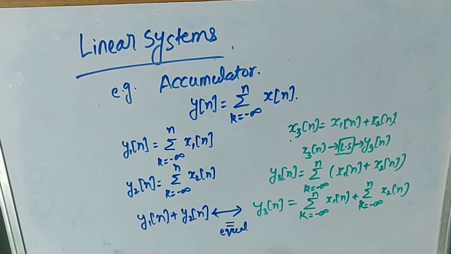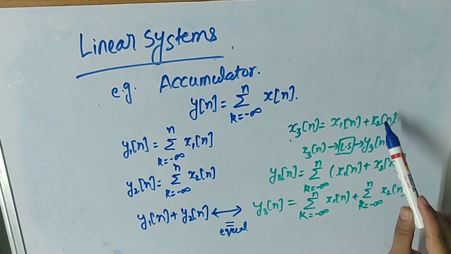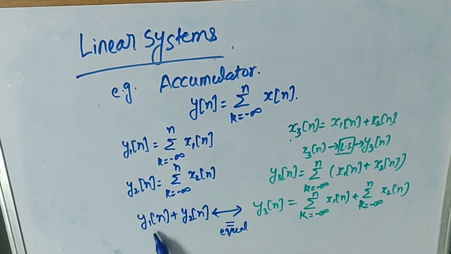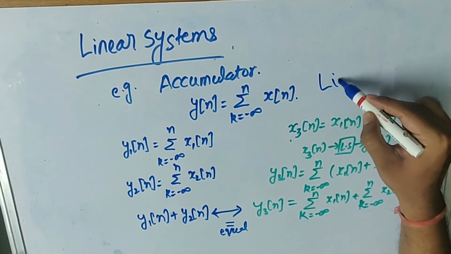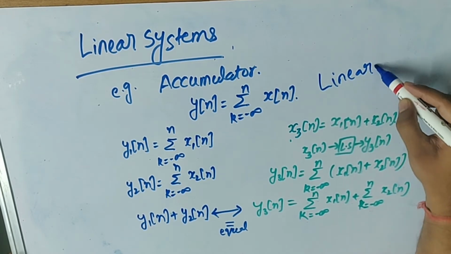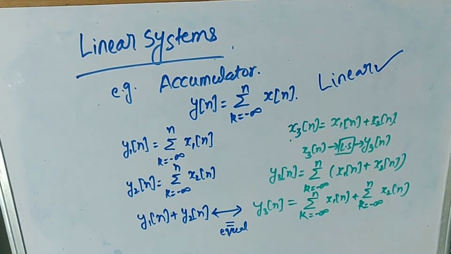In other words, when we gave x1[n] plus x2[n] as input, we got y1[n] plus y2[n] as output, which proves that this system is linear. Okay, cool.